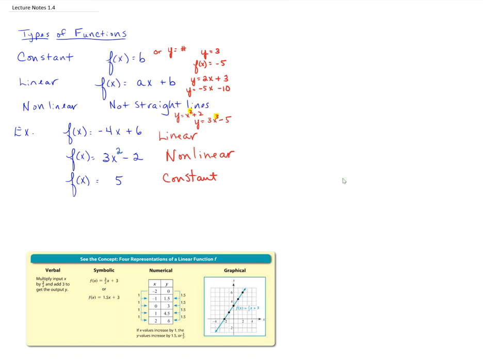This is section 1.4 in college algebra. We're going to talk about the different types of functions first. And so for right now in the course, we've got three different distinctions.